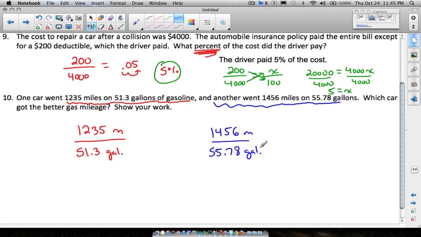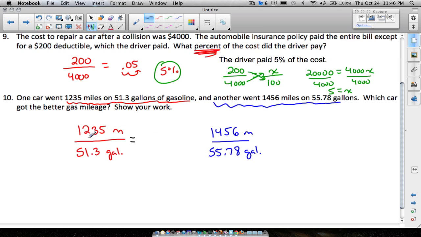And that's exactly what you would probably ask yourself in this situation. If you drove 1,235 miles on 51.3 gallons of gas and your friend drove 1,456 miles on 55.78 gallons of gas, which one of y'all got better gas mileage? Now it says show your work. That's the work I want to see. I don't want to see all this division. You don't have to do long division and show all that work. Go ahead and go to the calculator and type in 1,235 divided by 51.3. What you're actually finding is the unit rate.